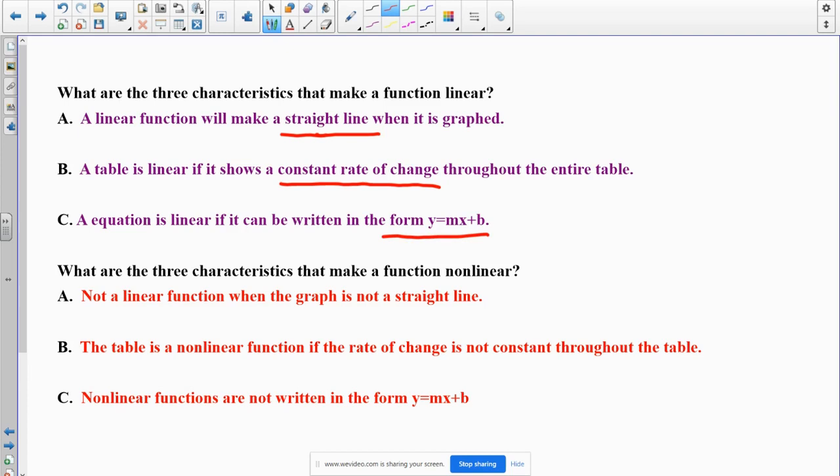Now, in contrast, how do we know if it's not linear? Still a function, but not a linear function. It's one of those other ones that I named, plus there's more. If it's not a linear function, when graphed, it is not a straight line. When it's not a linear function, the rate of change is not constant. And when it is not a linear function, it is not written in the format of y equals mx plus b. So let's look at some examples.